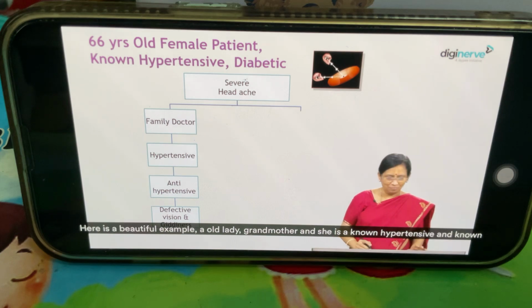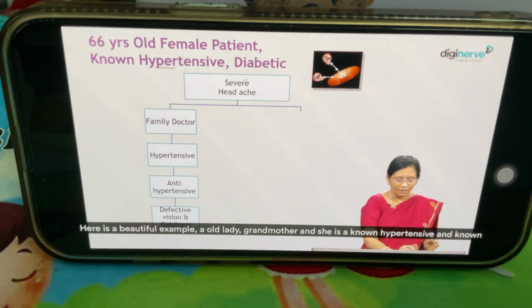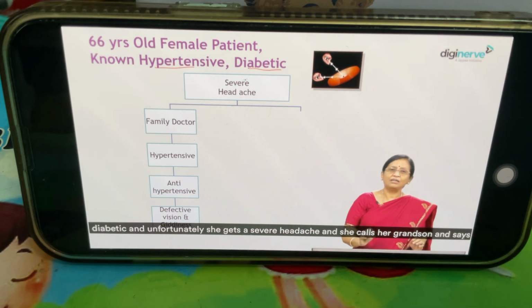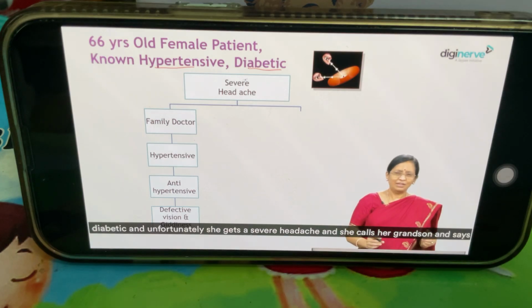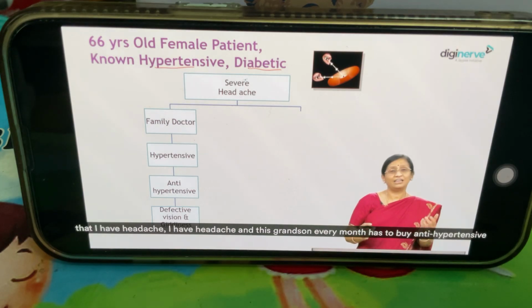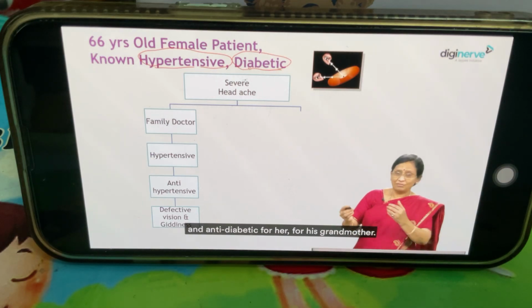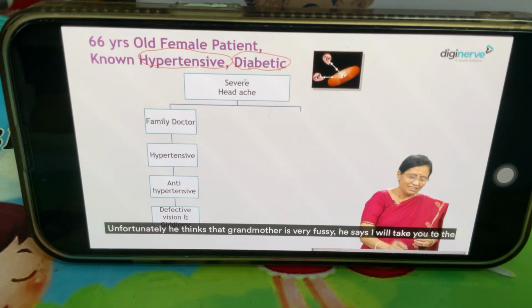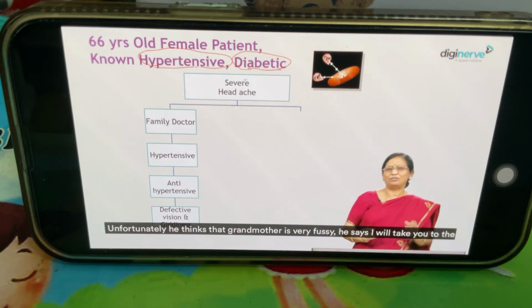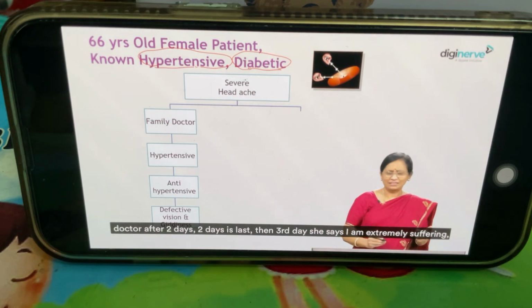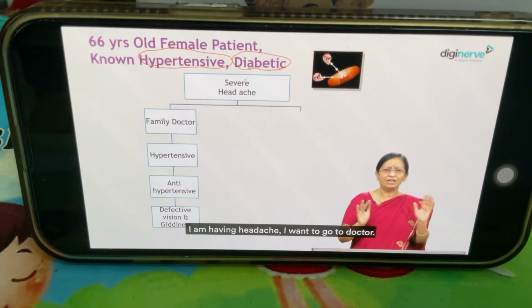Here is a beautiful example. An old lady, a grandmother, is a known hypertensive and known diabetic, and unfortunately she gets a severe headache. She calls her grandson and says that she has a headache. This grandson has to buy antihypertensive and antidiabetic medication for his grandmother every month. Unfortunately, he thinks the grandmother is very fussy. He says, I'll take you to the doctor after 2 days. Two days pass. Then on the third day, she says, I'm suffering extremely. I'm having a headache. I want to go to the doctor.